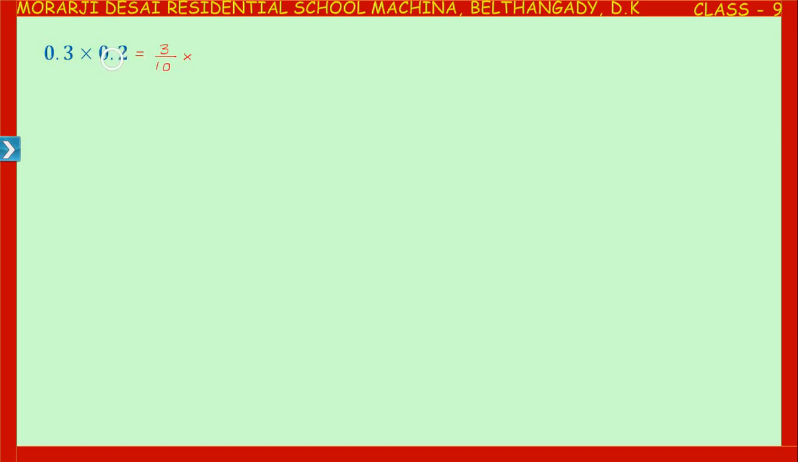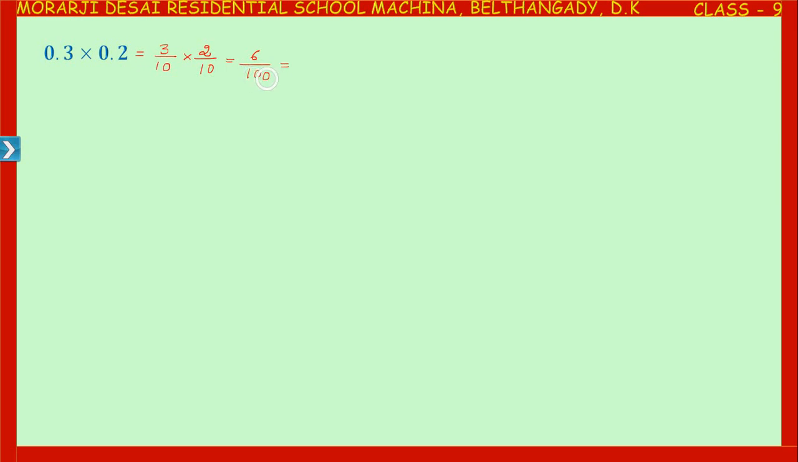If you ignore the decimal point, this is 0.2, that is 2 divided by, look at the place value after the decimal point, that is tenth place. So 2 by 10. You know how to multiply fractions. While multiplying fractions, numerator into numerator, denominator into denominator. 3 twos are 6, 10 into 10, 100. Now convert this into decimal. 6 by 100, convert into decimal.